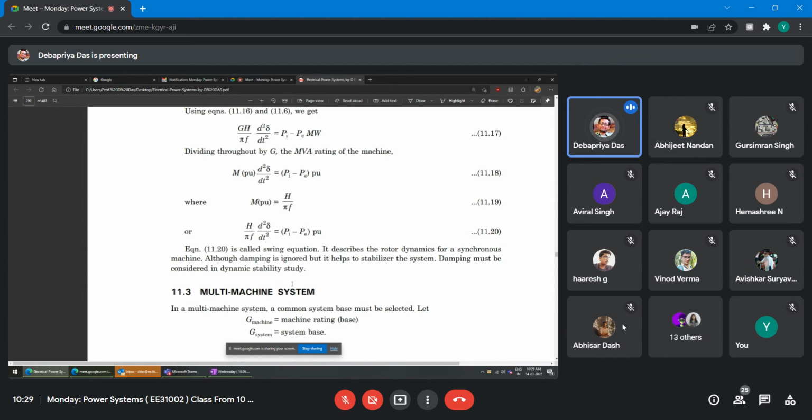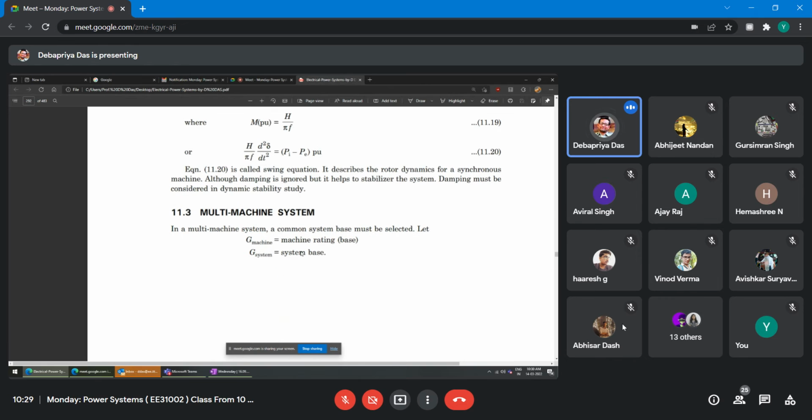Damping must be considered in dynamic stability study, that is, small signal stability study. Transient stability study also you consider, right? But damping will not be considered here because things will become complicated. And now this is your swing equation. This is required again and again.